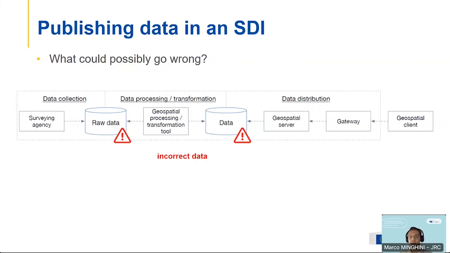First of all, you may have issues in your data, either in the raw data or in the harmonized data. You may have issues in the tools that you use for harmonizing or processing data, in the ETL tools, or in the geospatial server, so in the services that you use to expose your data. You may also have issues in the software themselves, not just in the way you configure the software tools. And finally, you may have issues that are related to your specific infrastructure.